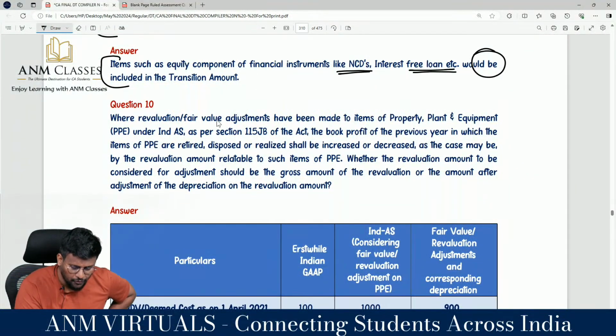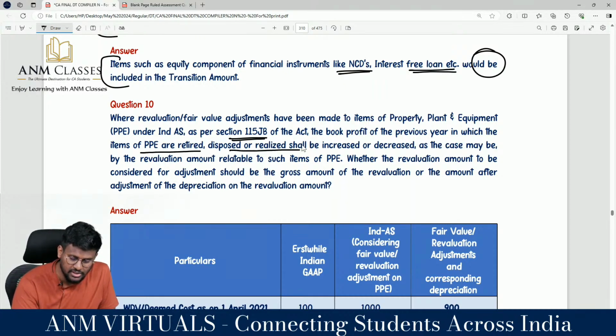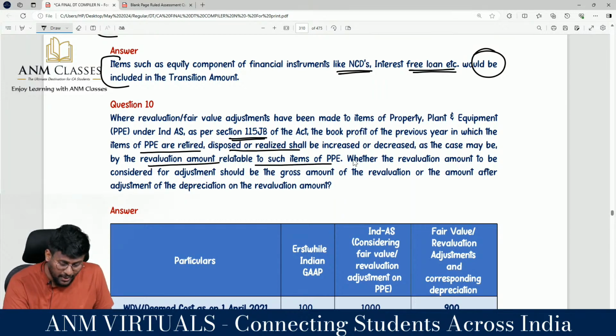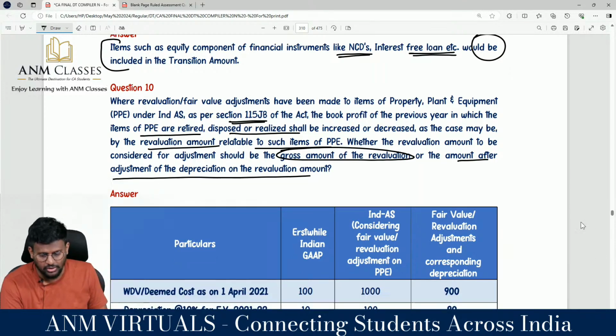Where revaluation or fair value adjustment has been made to items of PPE under Ind AS, as per 115 JB, the book profit of the previous year in which the item of PPE is retired, disposed or realized shall be increased or decreased, as the case may be, by revaluation amount relatable to such item of PPE. Whether the revaluation amount to be considered for adjustment should be the gross amount of revaluation or the amount after adjustment of depreciation on the revaluation is the question.